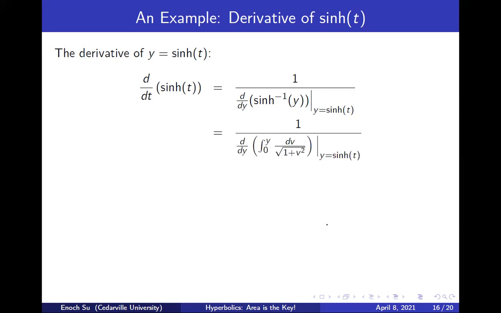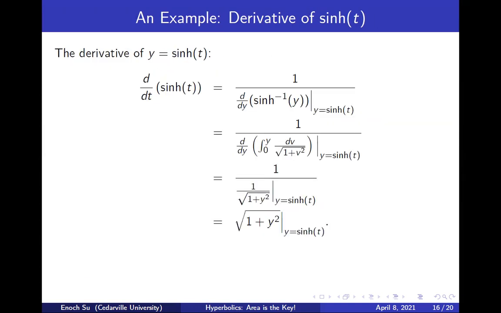Okay. Notice that for arc sinh of y, we have a formula based on previous slides, which is this integral right here, the integral from 0 to y of dv over square root of 1 plus v squared. Now we're going to slide the upper bound into here, since we're differentiating with respect to y, and get square root of 1 plus y squared in the denominator. But we can just rewrite it, get rid of all this, and clean up our mess by reciprocating the denominator. And notice we're evaluating at y equals sinh of t.